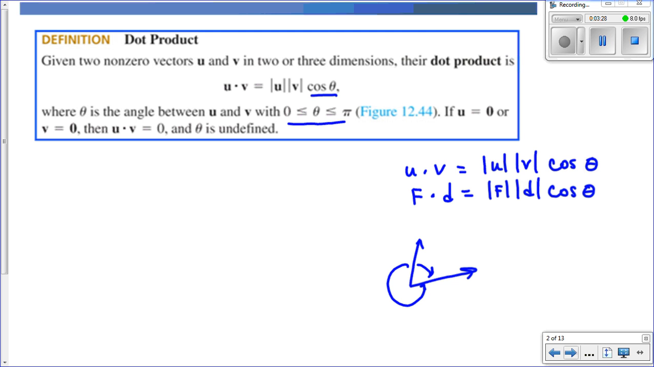Now if u or v is the 0 vector, meaning they have no magnitude, then we say that u dot v will be 0. So the dot product is defined to be 0 when one of the two vectors, u or v, is the 0 vector. And we'll say that theta is undefined. You can't really find an angle between two vectors if one of them is just a single dot.